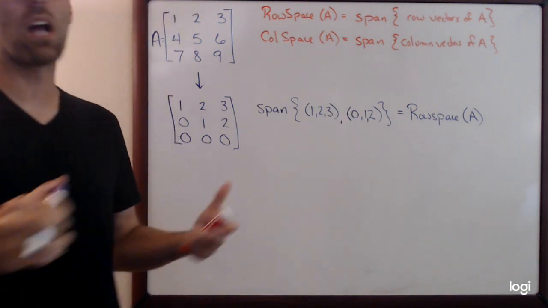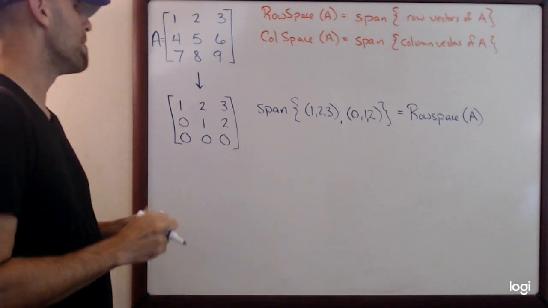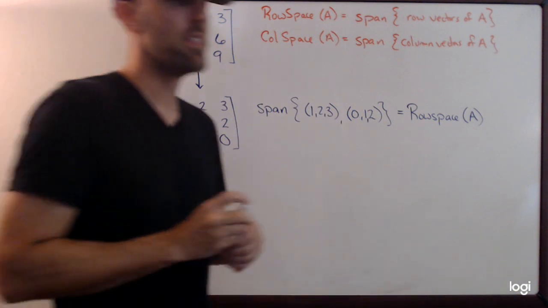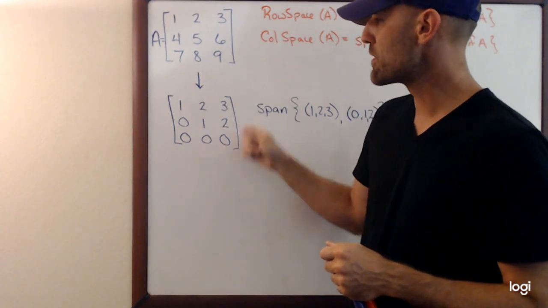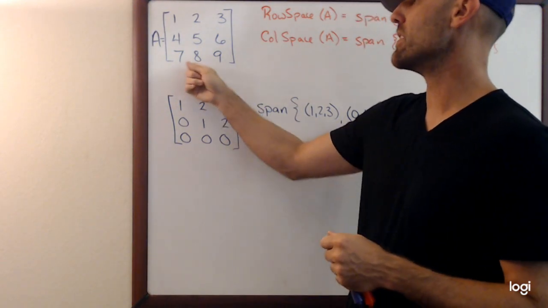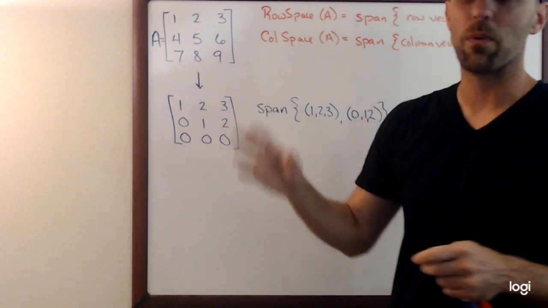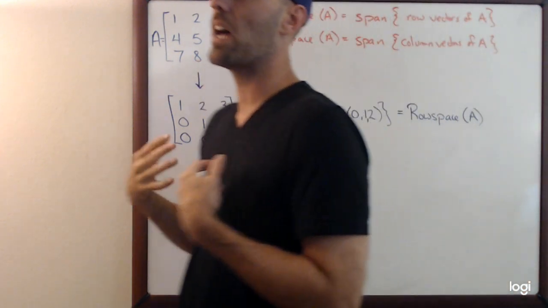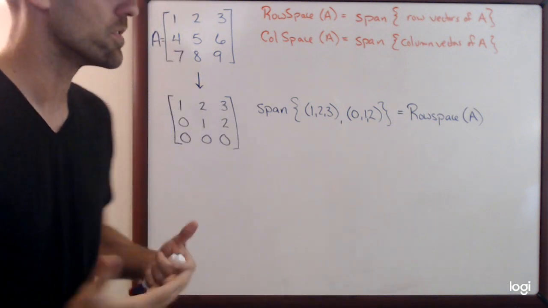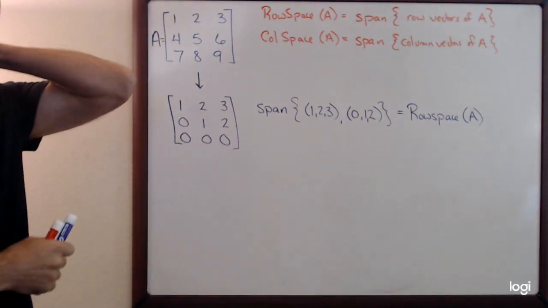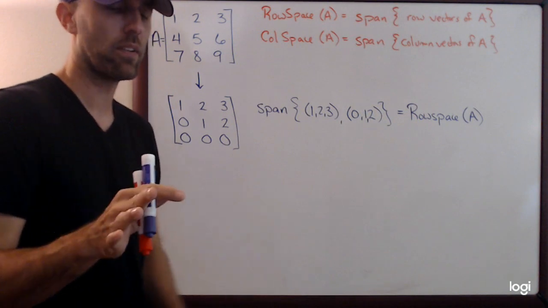Or what about my column space? Unfortunately, that's not a direct correlation. So I can't say that the column space of the row echelon form is the same as the column space of my original matrix. That's not true, because we did not use elementary column operations. We used elementary row operations. So that doesn't work. But they are correlated.